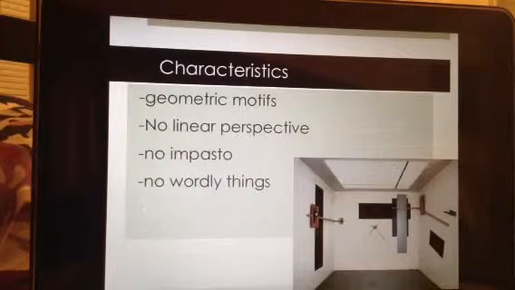Non-objective paintings typically use geometric motifs on a shallow picture plane. As a general rule, no use is made of linear perspective to create the illusion of pictorial depth. Neither is impasto applied to create textural effects. Also, the picture is purposely devoid of any references to worldly things, either material or emotional. Non-objective art is abstraction in its purest form.